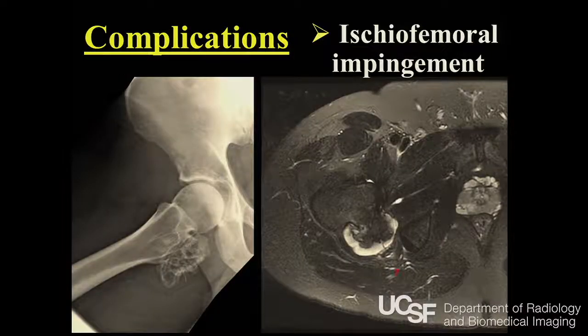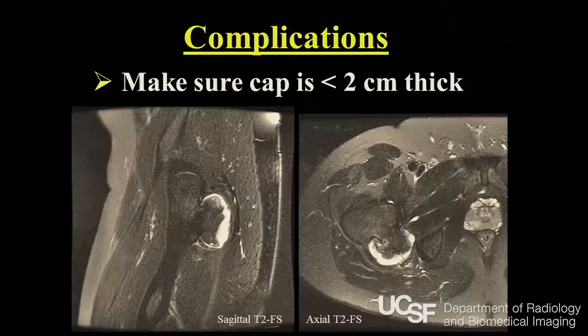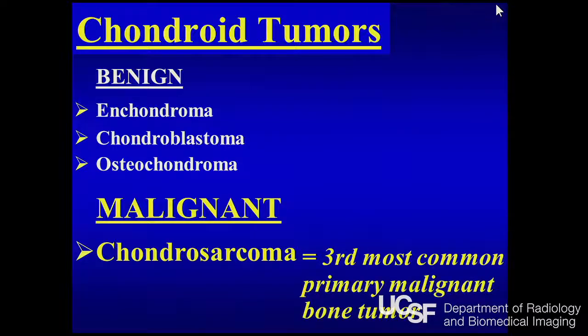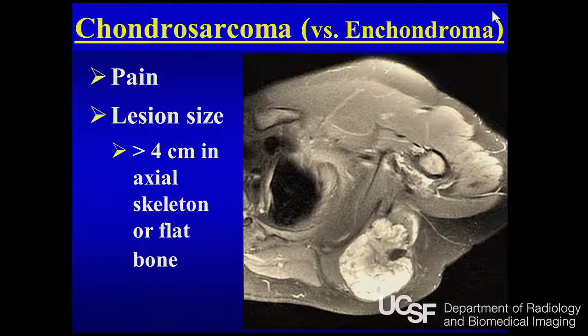Finally, impingement may occur upon other bones. In this case, the osteochondroma was impinging on the ischial tuberosity, resulting in ischiofemoral impingement. In all cases, look at the cartilage cap and make sure that it's less than 2 cm, because if it's more than 2 cm, you're going to need to worry about chondrosarcoma, which is the third most common primary malignant bone tumor. So when do we worry about chondrosarcoma as opposed to enchondroma?